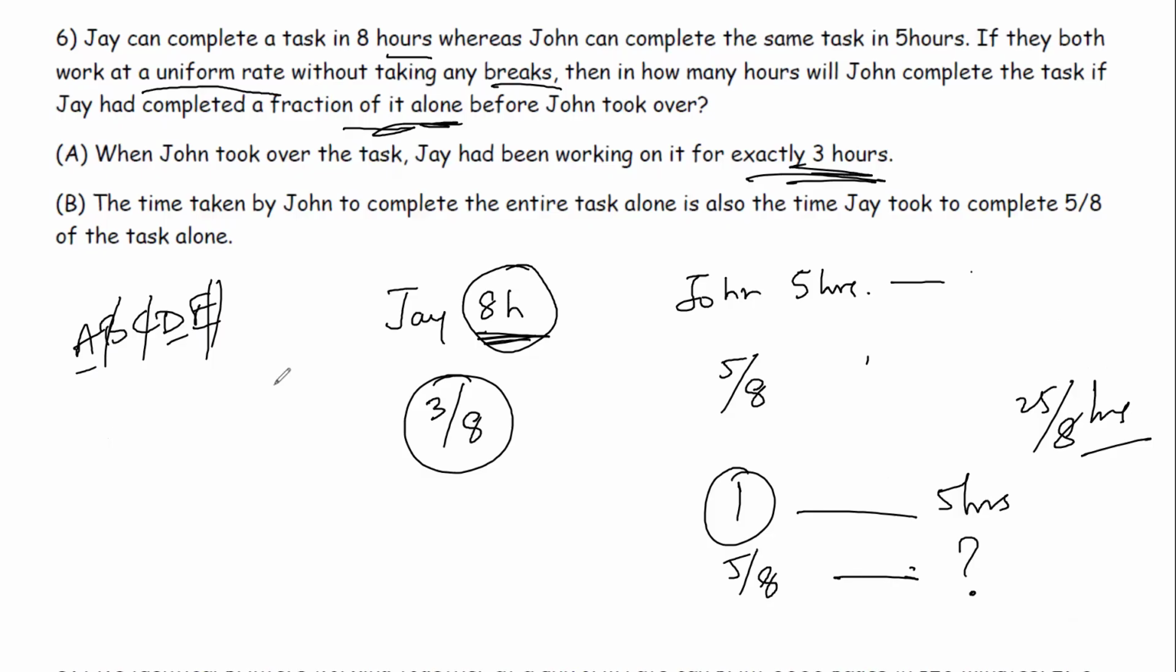Statement B. Time taken by John to complete the entire task alone is also the time J took to complete 5/8 of the task alone. Time taken by John to complete the entire task alone, that is 5 hours, is also the time J took to complete 5/8 of the task alone.